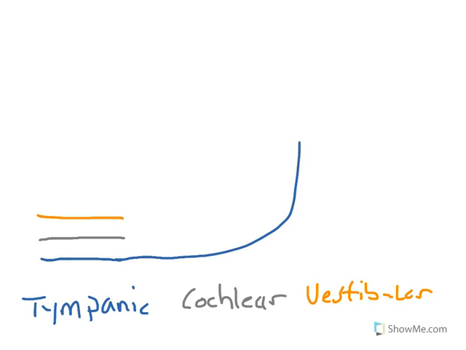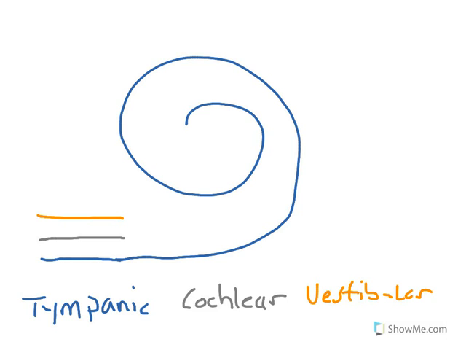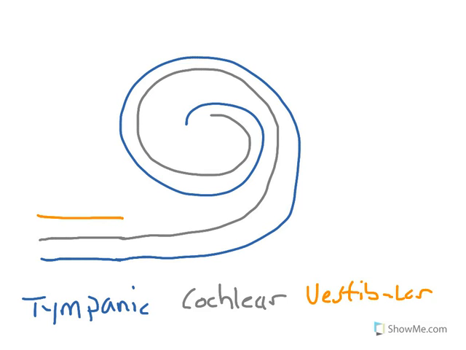Now what I'm going to do is take the blue tympanic duct, and I'm going to go through 1, 2, 3 turns. And then we're going to take the gray, and we're going to follow the same. And then take our orange and follow the same as well. And that is the basic outline plan of these 3 ducts.